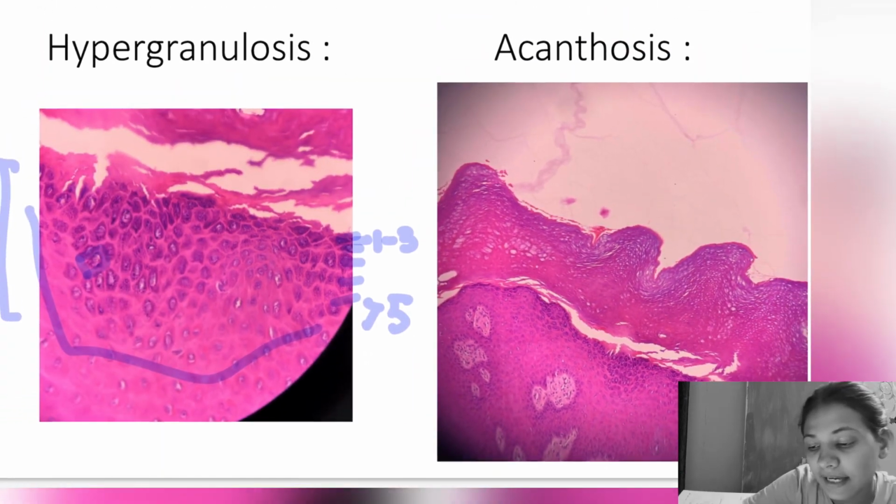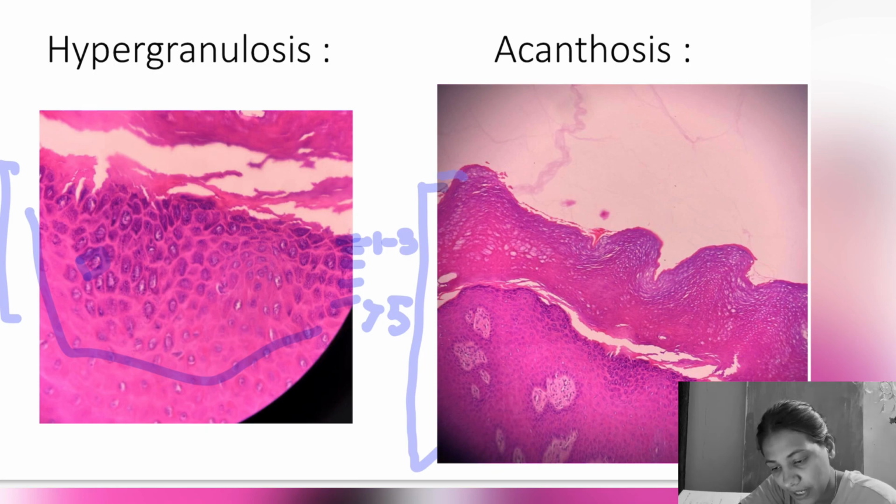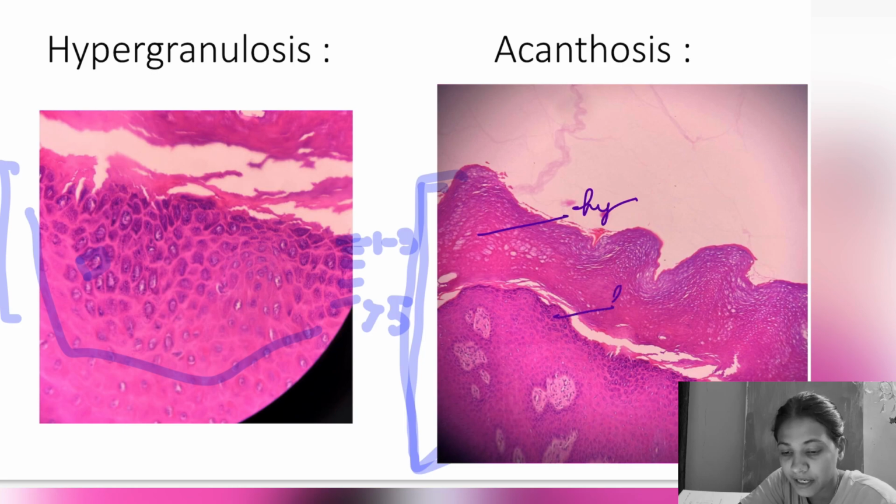Followed by, what is acanthosis? When the entire epidermis increases in thickness, that is when we say that it is acanthosis. So here you see acanthosis. Actually, in this slide you can see multiple findings. One is hyperkeratosis, hypergranulosis and acanthosis.